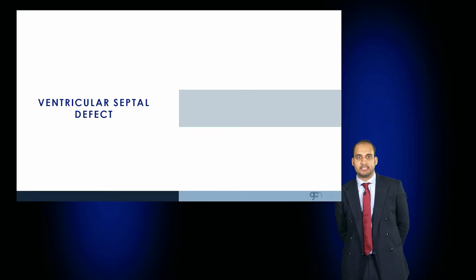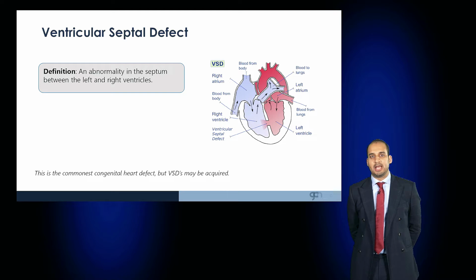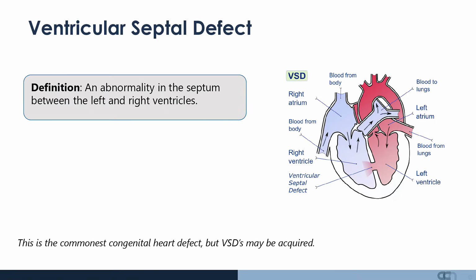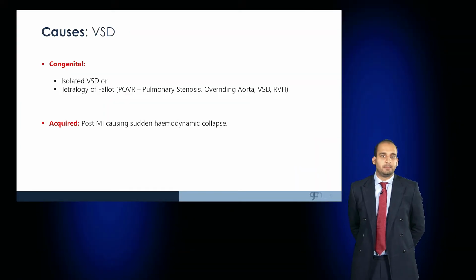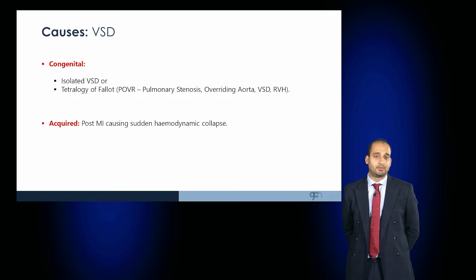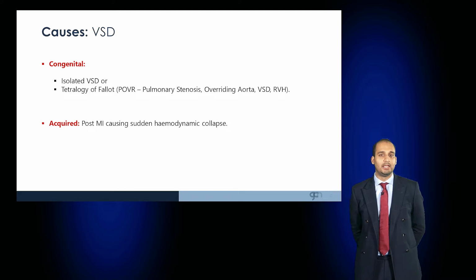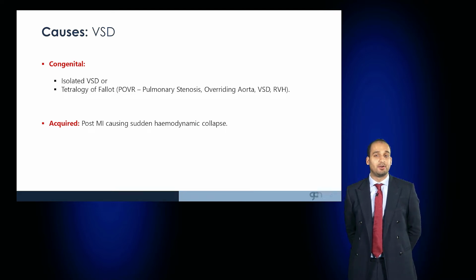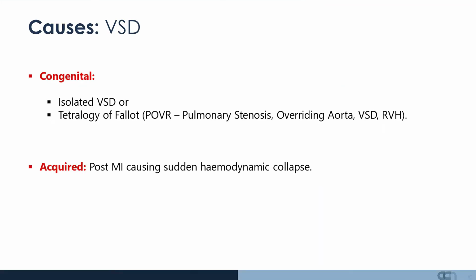Let's start with VSDs. A ventricular septal defect is an abnormality in the septum between the left and right ventricles. This is the commonest congenital heart defect, but VSDs can also be acquired. Congenital VSDs can be isolated or part of a wider congenital condition such as Tetralogy of Fallot. Tetralogy, which we'll discuss shortly, also has pulmonary stenosis, overriding aorta, right ventricular hypertrophy and the presence of a VSD. A VSD can also be acquired, particularly post-myocardial infarction, resulting in sudden hemodynamic collapse.